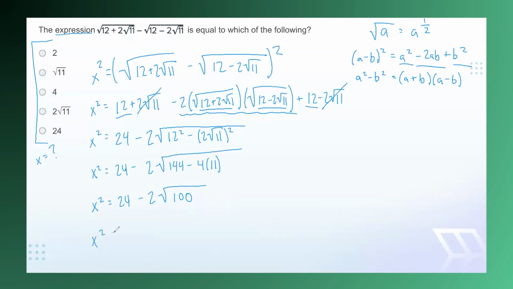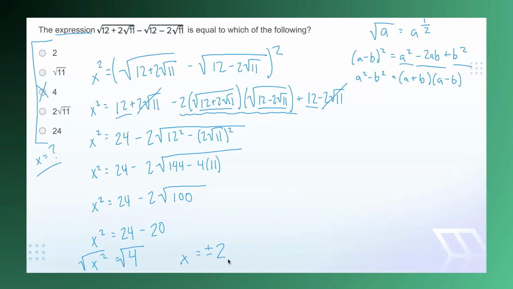The square root of 100 is 10, so we're going to end up with 24 minus 2 times 10, which is 20. So x squared is going to equal 4. Now, important, 4 is not our answer. We have to remember we are not solving for x squared, we are solving for x. That is what we set our original expression equal to. So we are going to need to square root both sides.